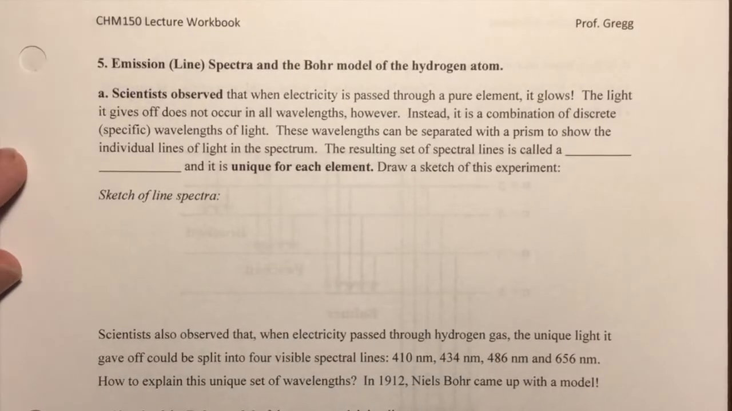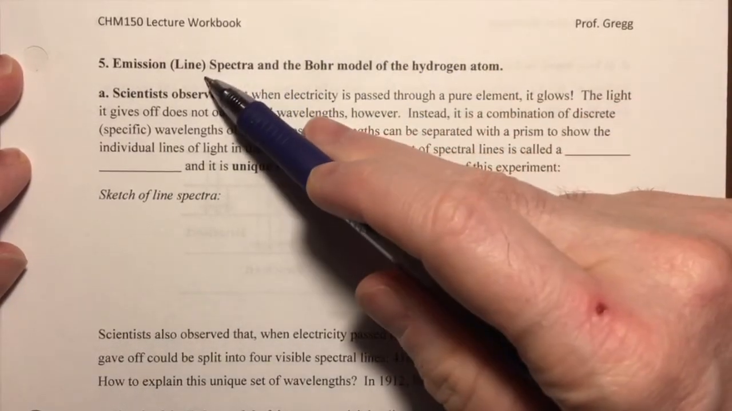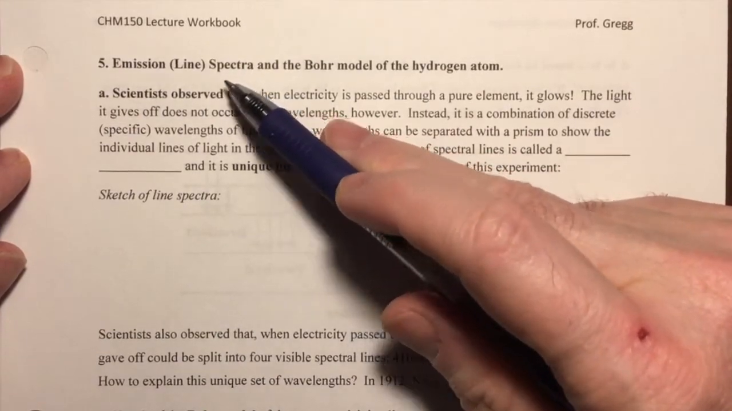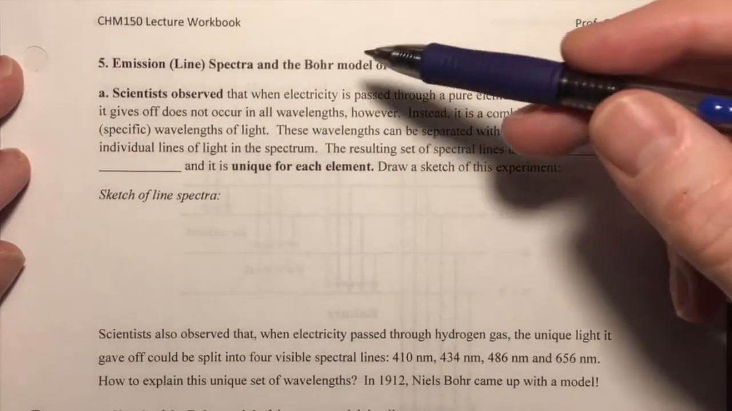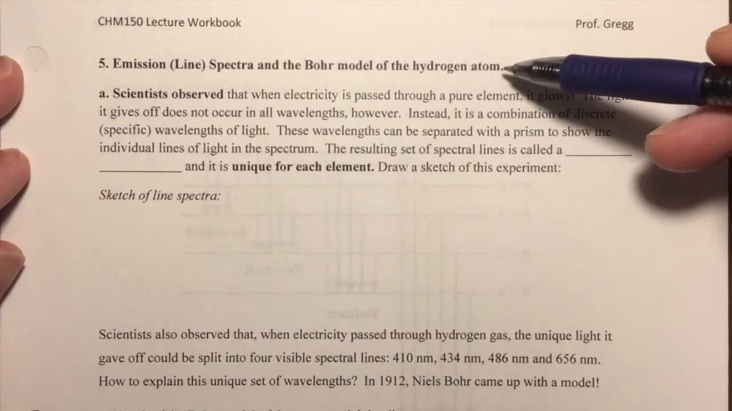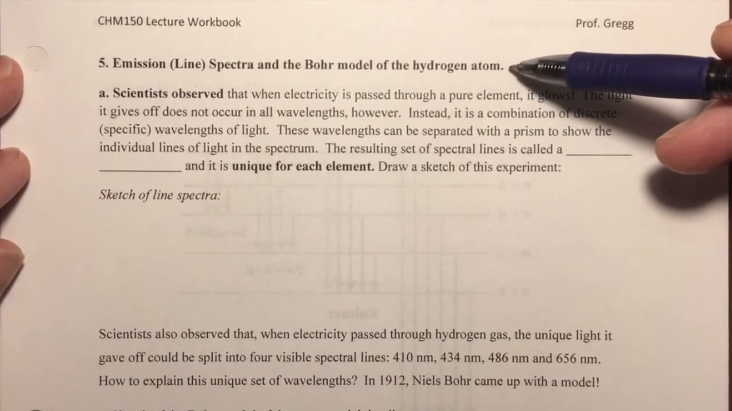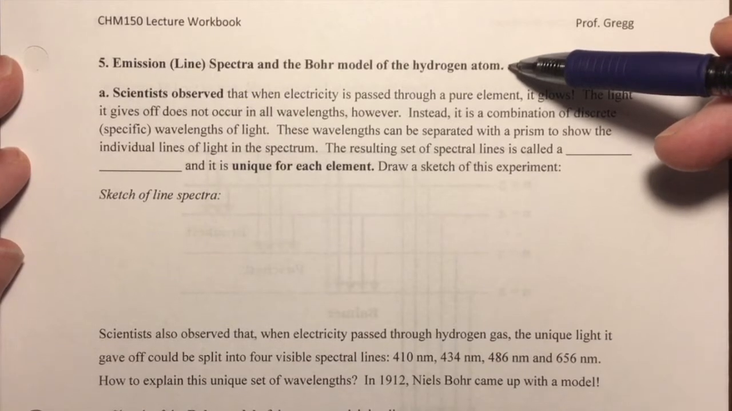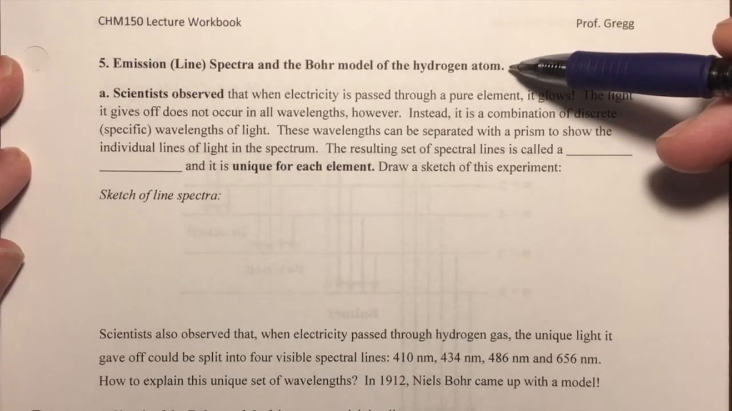Hello students. In this video we're going to talk about emission spectra, also called line spectra, and the Bohr model of the hydrogen atom. This was another early advance in quantum theory, and it's an example of how quantum theory was able to answer an experimentally observed result that the classical model of classical physics had not yet been able to explain.